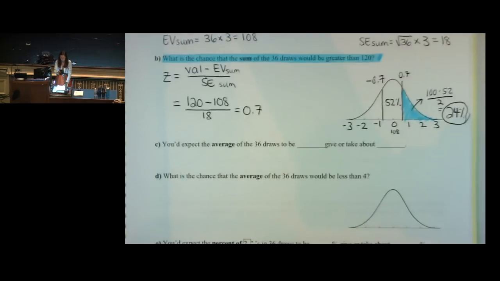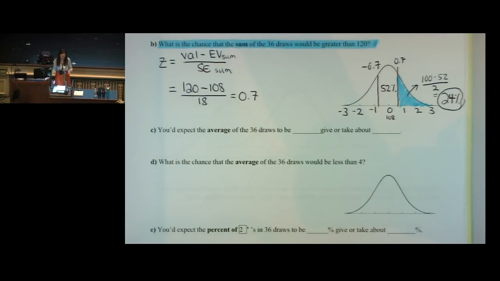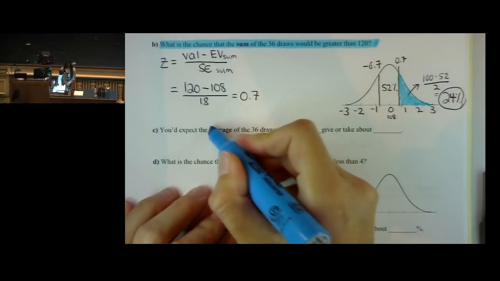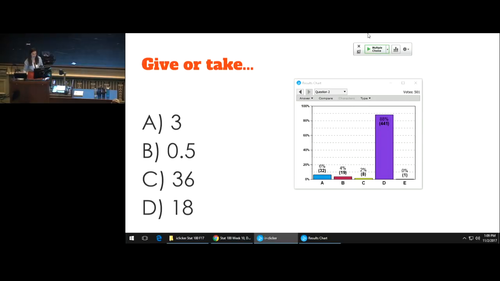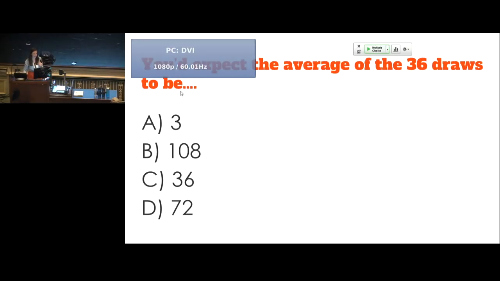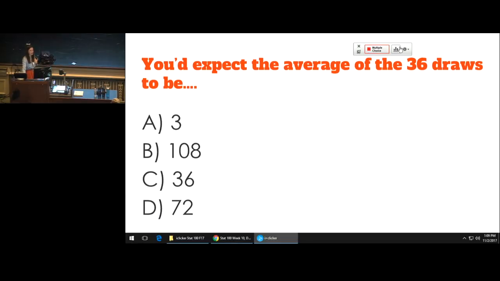Okay. So now, part C says you'd expect the average of the 36 straws to be what? So let's do this one really quick. If I change it to average, how does that affect what I'm expected to get? So you'd expect the average of the 36 straws to be what?